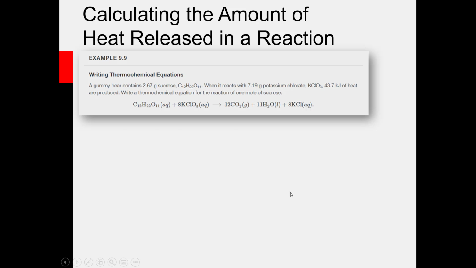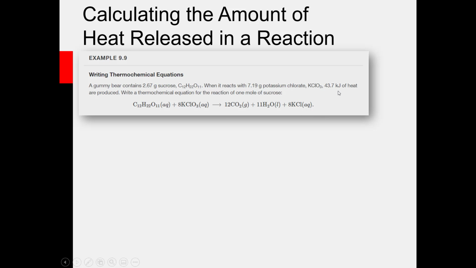Describing heat as produced or released in the text of a problem is a very good indication that your chemical reaction is exothermic and should generate a lot of heat as it goes on. So we have the balanced chemical equation, but when it asks us to write a thermochemical equation, what it's really asking us to come up with is the delta H in kilojoules that goes along with the reaction as written.